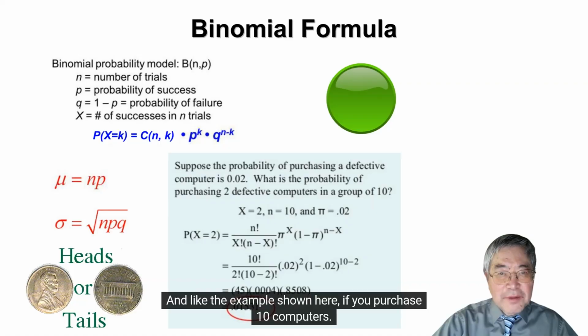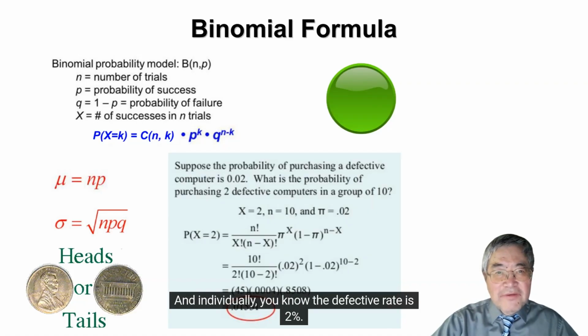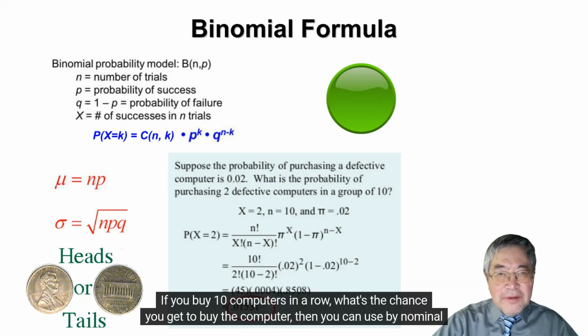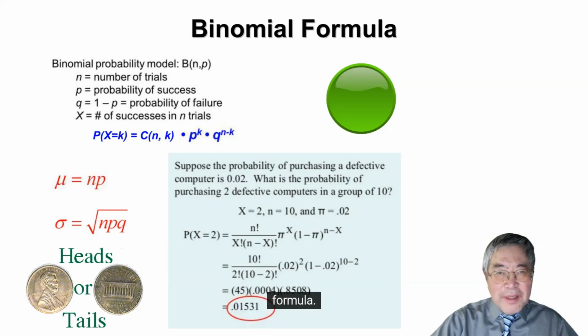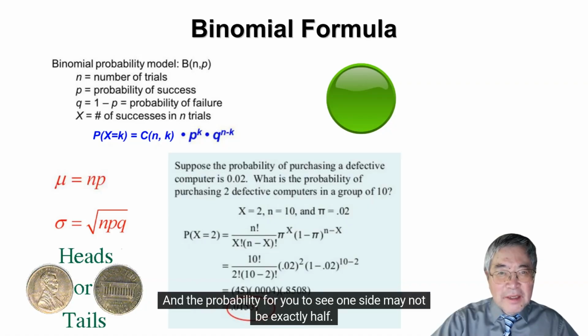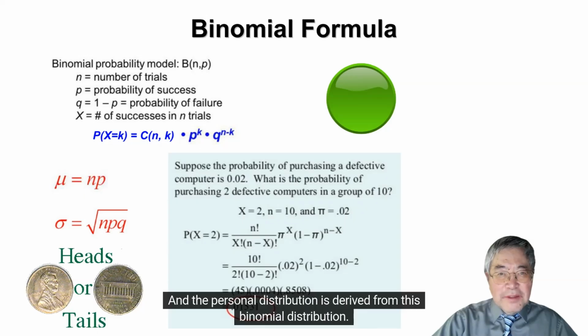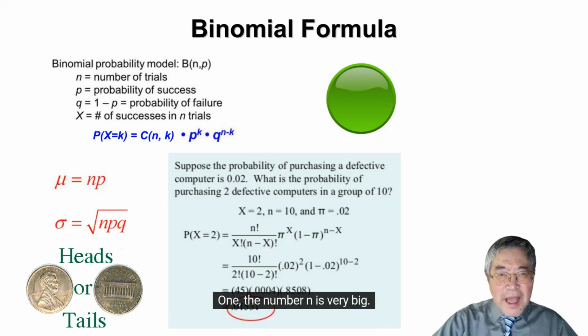Like the example shown here, if you purchase 10 computers, and individually, the defective rate is 2%. If you buy 10 computers in a row, what's the chance you get a defective computer? Then you can use the binomial formula. Basically, it's something like a coin toss, and the probability for you to see one side may not be exactly half. In general, you can call it P and Q, with Q equal to 1 minus P. And the Poisson distribution is derived from this binomial distribution when the number n is very big.